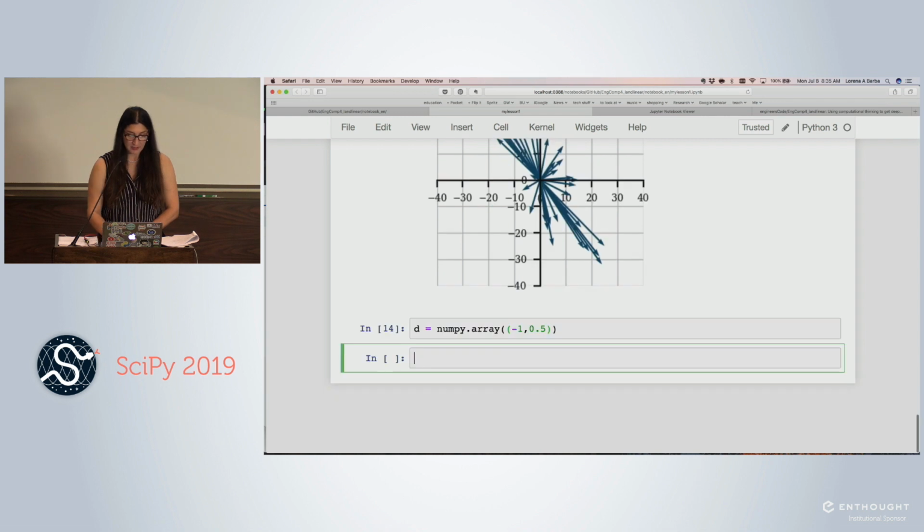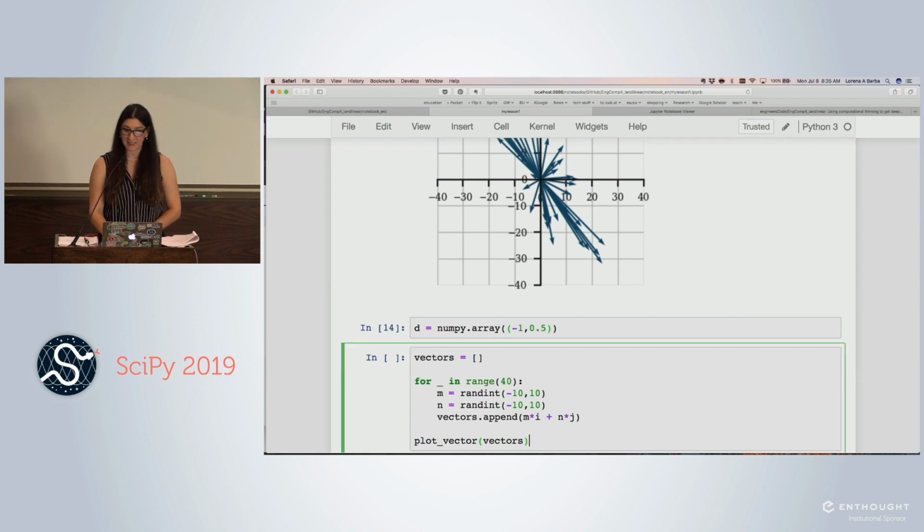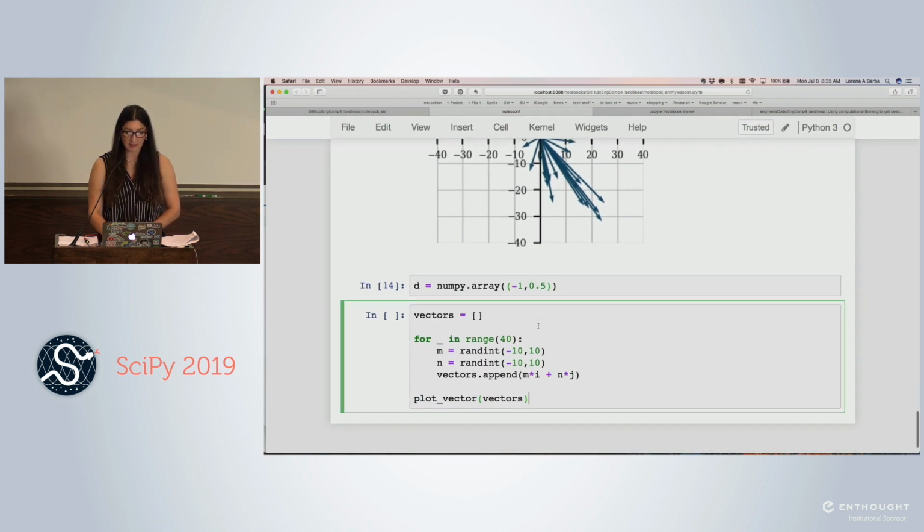So I've created this new vector, minus 1, 0.5. And now what I'm going to do in this same process that we were using before, where I create a random linear combination of two vectors, I'm going to use A and D for this set. A and D, two vectors that I'm choosing now to create 30, 40 here random linear combinations. Let's look at that.